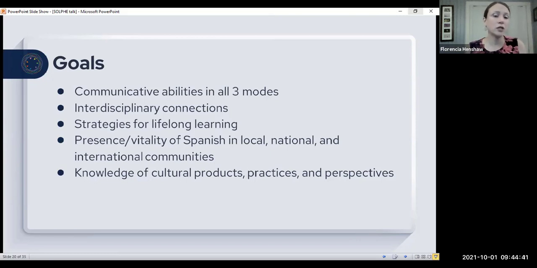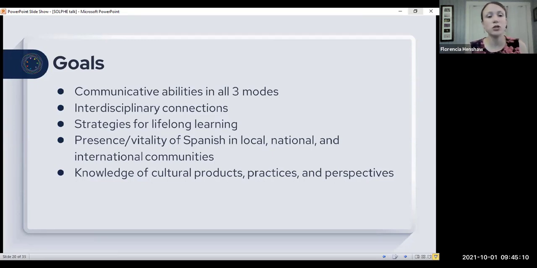Part of the course, especially being called Spanish in the profession, is about making these interdisciplinary connections, right? The connection between Spanish and many other disciplines. Strategies for lifelong learning was one of the goals stated in the course description, and I do think that it is indeed an important one to include in your courses. So I'll show you in a minute an example of how I try to incorporate that.